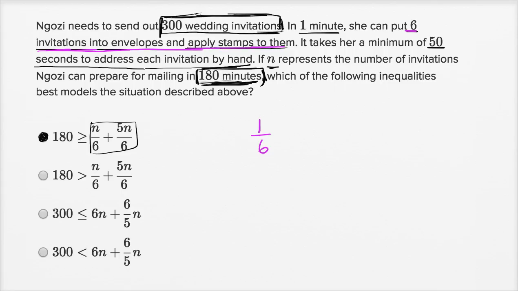And then how much time will she spend writing the address? Well, she's going to spend 50 seconds to write the address for any one invitation. But in terms of minutes, that's 50 out of 60 seconds in a minute. So we could write this plus 5/6 of a minute. And I'm really tempted to add these because they add up to 6/6, but it doesn't look like they added them over here. So I'm going to keep them like this. So this is how much time in minutes she would spend on any one invitation.